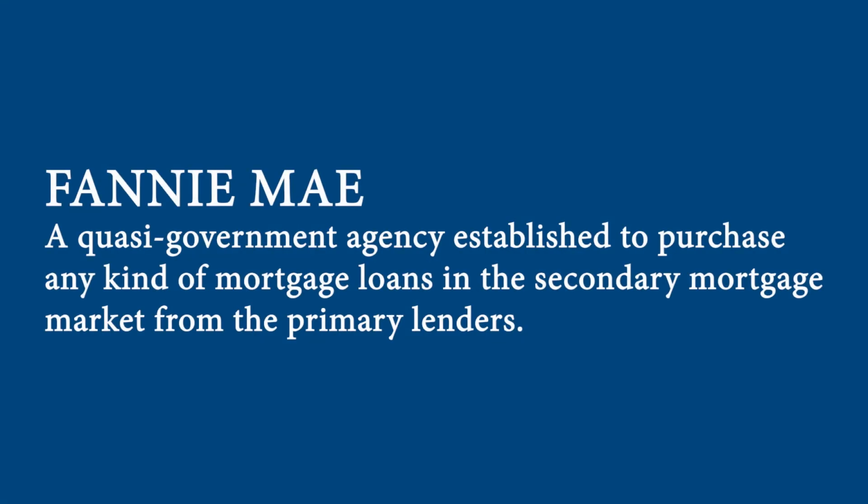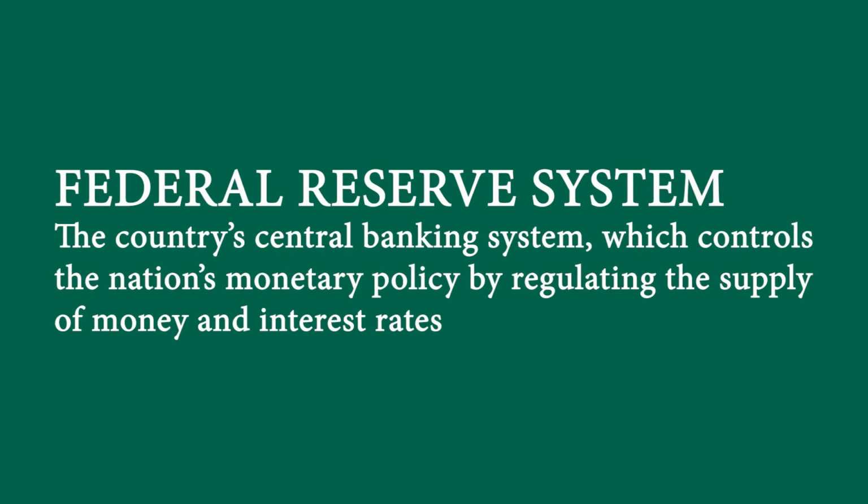Fannie Mae. A quasi-government agency established to purchase any kind of mortgage loans in the secondary mortgage market from the primary lenders. Federal Reserve System. The country's central banking system, which controls the nation's monetary policy by regulating the supply of money and interest rates.